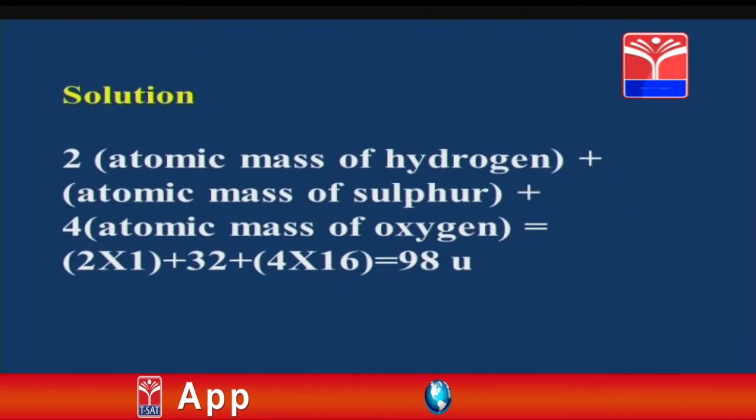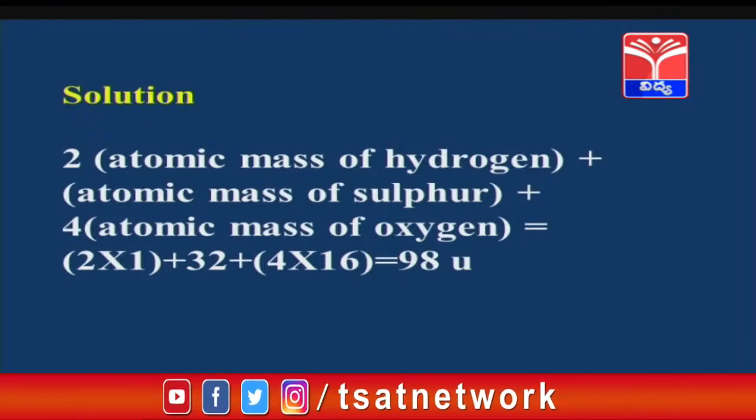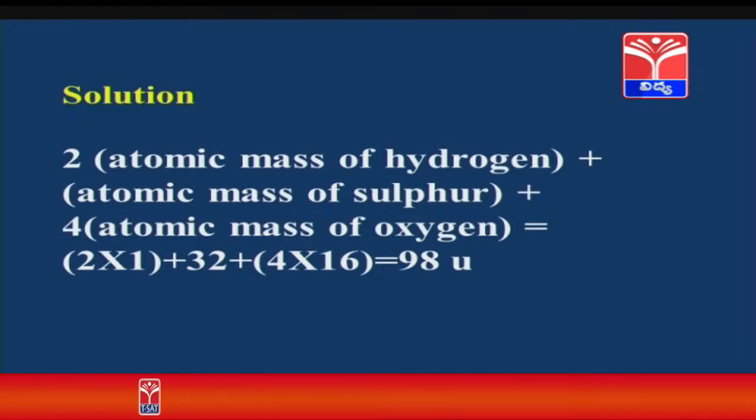So, solution: 2 into atomic mass of hydrogen plus 1 into atomic mass of sulfur plus 4 into atomic mass of oxygen, that is equal to 2 into 1 plus 32 plus 4 into 16. 16 is atomic mass of the oxygen. If you add all these values, then we get 98 U. U means unified mass. In this way, we can calculate the molecular mass of any given chemical compound.